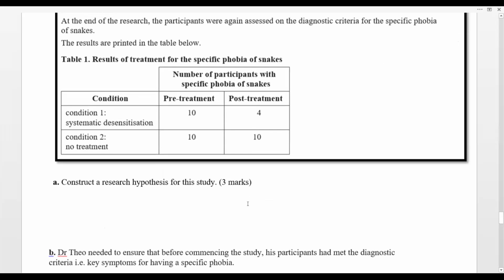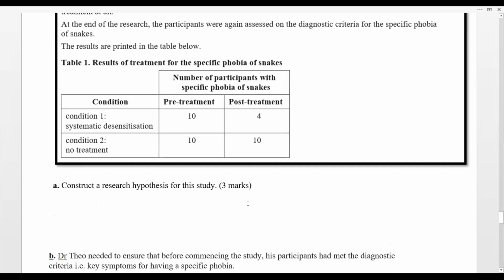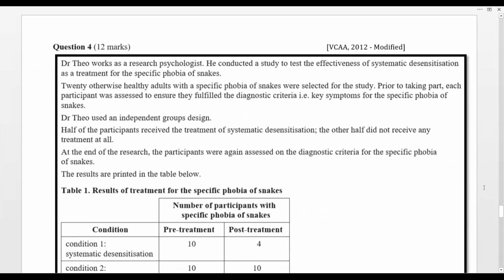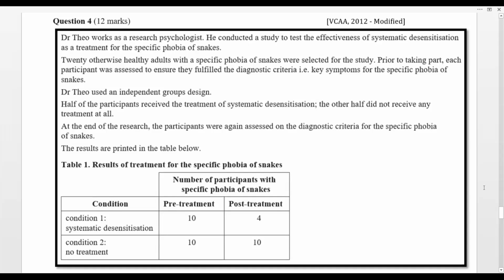So if we're looking at constructing a research hypothesis for this study, we're basically looking at those main variables there. We're looking at the IV, the population, the operationalizing of variables and the DV. So I'm going to give you about 2 minutes to write a possible research hypothesis for this particular research study. So 2 minutes on the clock and your time starts now.